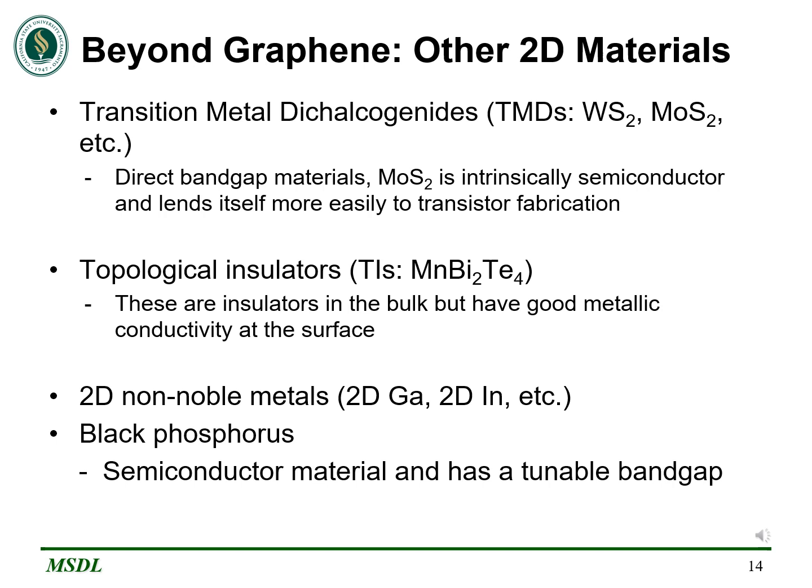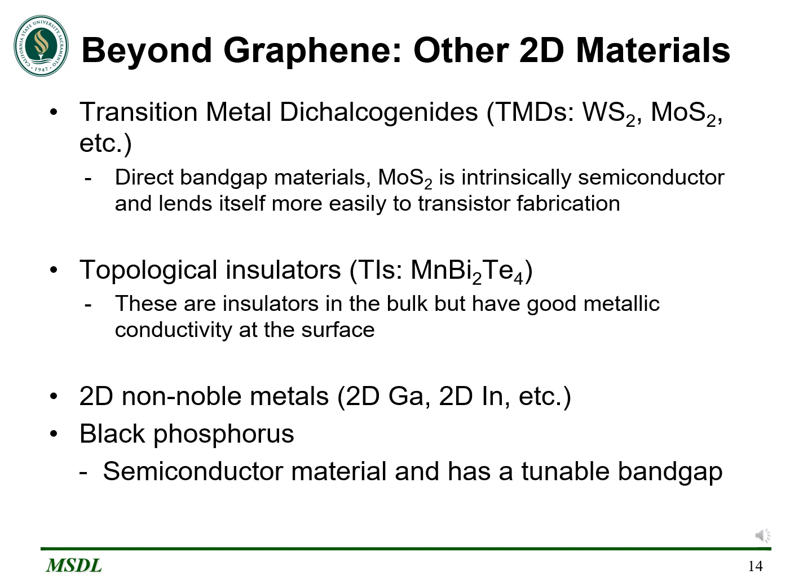One such class of materials is transition metal dichalcogenides, or TMDs. These materials have a direct band gap. Another interesting class of 2D materials is topological insulators, or TIs. These materials behave as insulators in the bulk but have good metallic conductivity at their surface.